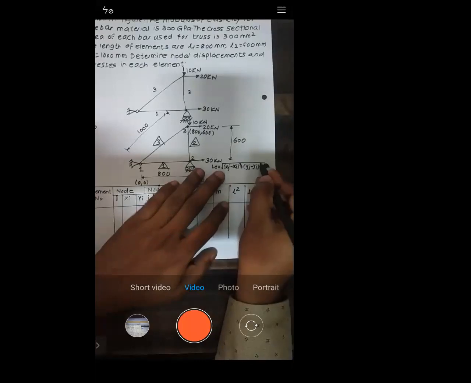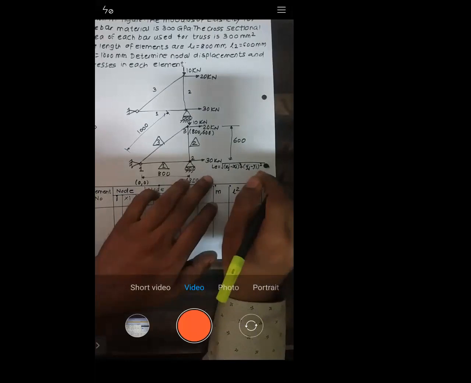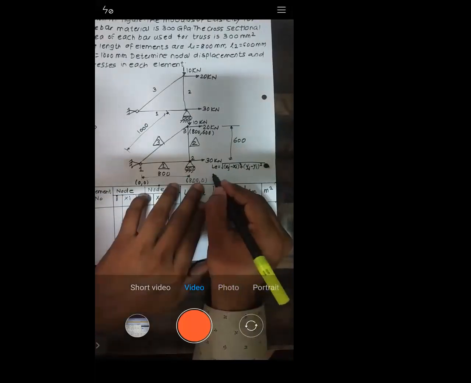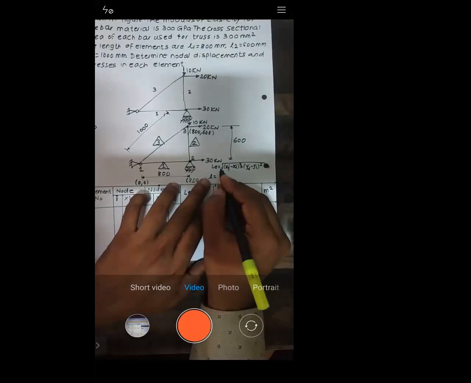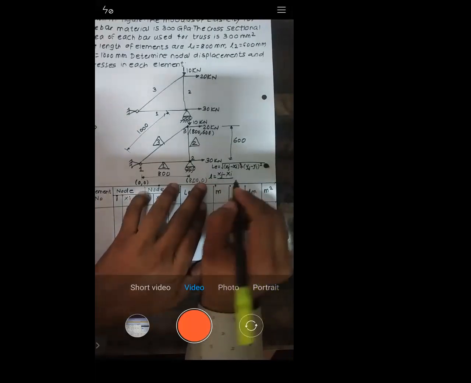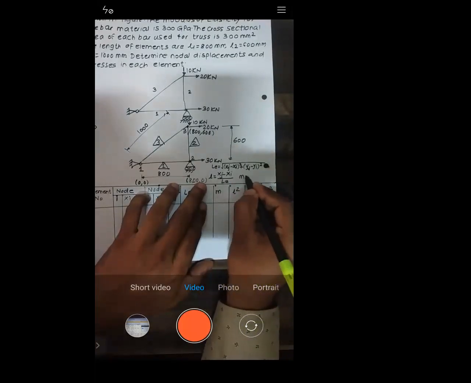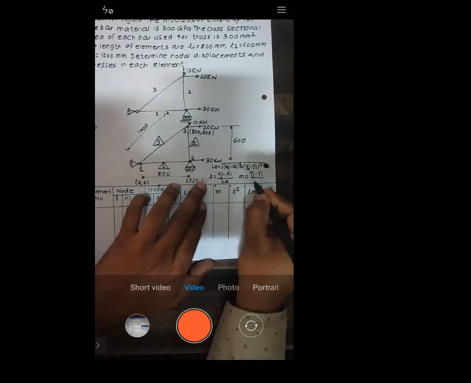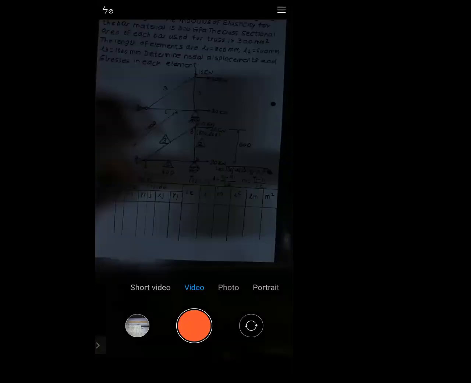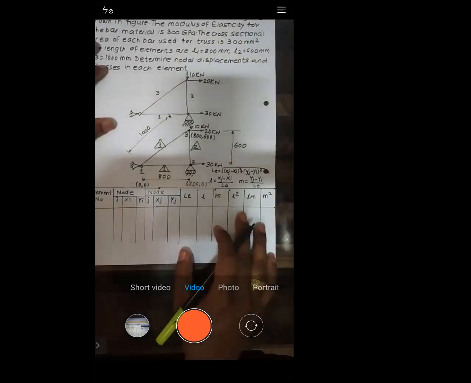But for this problem, it is not required because the length of the element is already given. Next, what was the formula for l? It is (Xj minus Xi) by Le. Similarly, what is the formula for m? It is (Yj minus Yi) by Le. Is it okay? So these are the formulas which you should remember.